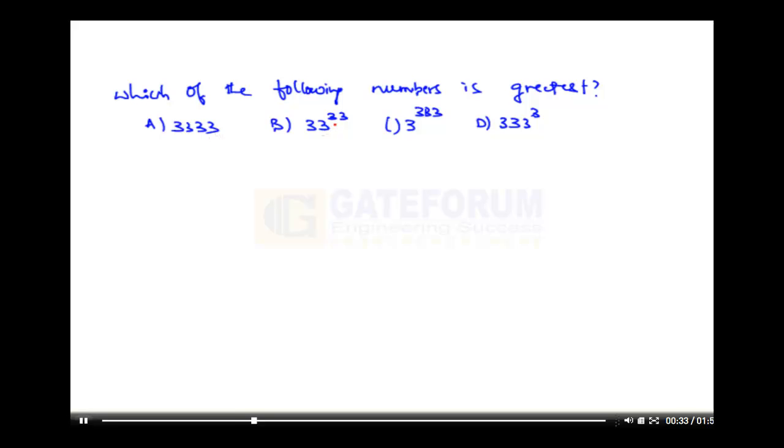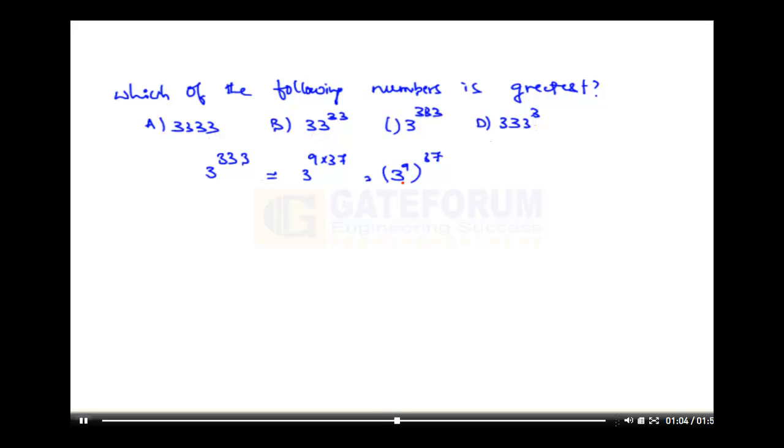Next we have 33 to the power of 33 and 333 to the power of 3. Even 333 to the power of 3 is a very small value. Now we have to consider B and C here. Let us take option C, that is 3 to the power of 333. This can be written as 3 to the power of 9 times 37, so we can write (3 to the power of 9) whole to the power of 37.